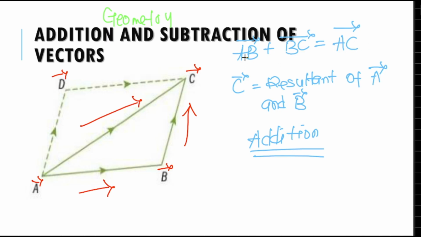So therefore, AB plus BC equals AC. You can see that the vectors we are adding have one point in common. We have point B in common. Also we can add the other one here. We can say that AD plus DC equals AC. If we go in the other direction, AD plus DC equals AC as well. So that is addition of vectors.